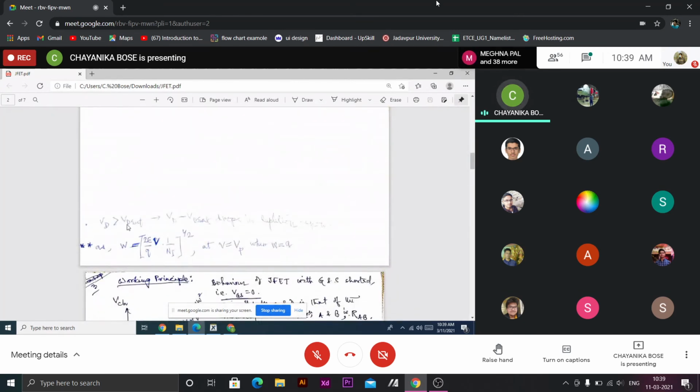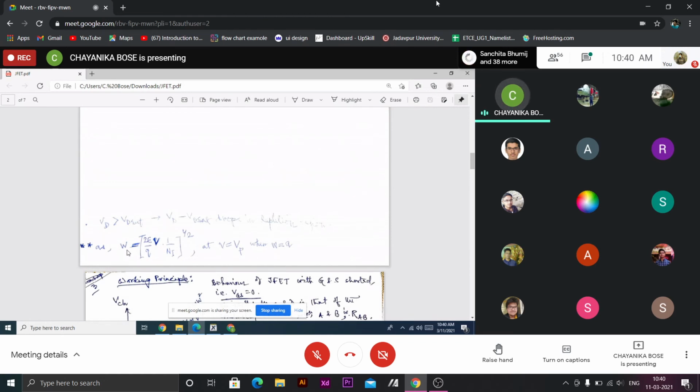Our structure is a one-sided junction. The depletion region will extend only in the N-type part. So Ni is the effective impurity concentration of the lightly doped region. So W is the square root of 2 epsilon, V is the effective potential difference across the junction, by q, times 1 by Ni. So at V equal to, we will call that potential difference the pinch-off voltage, for which W is a.